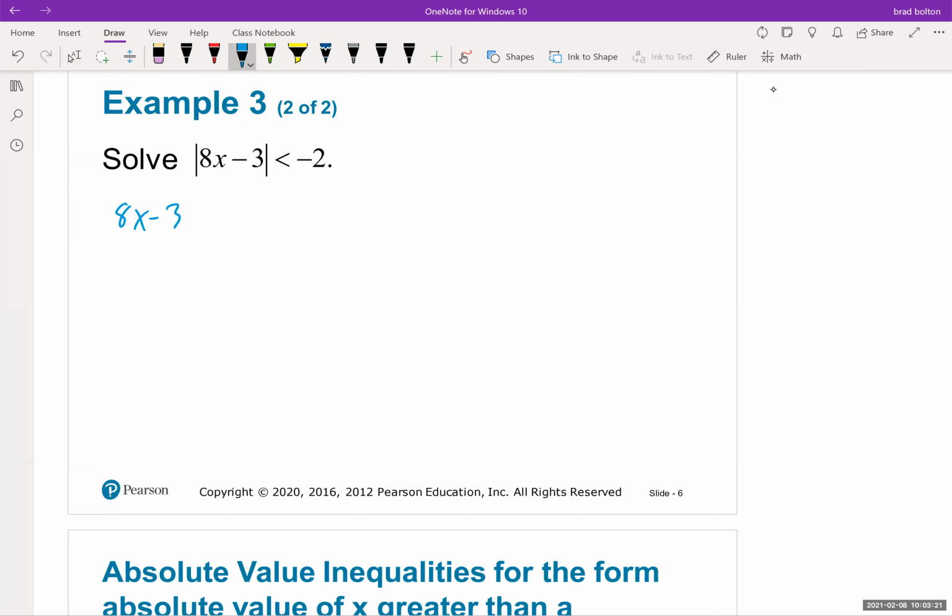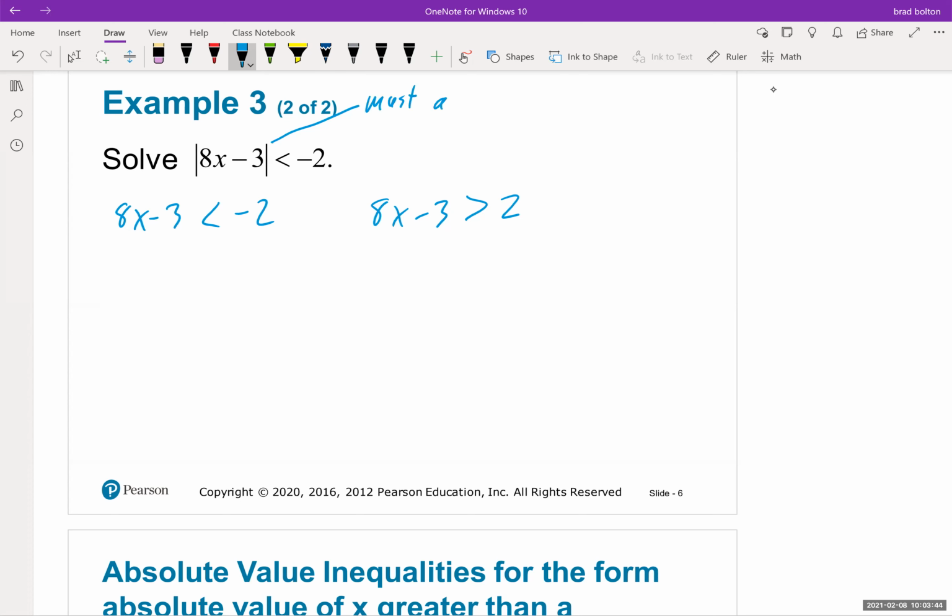So we have 8x minus 3 is less than negative 2. And this is 8x minus 3 is greater than 2. Now, do you guys notice anything weird? Look what this says right here. 8x minus 3 is less than a negative number. What is special about absolute values?